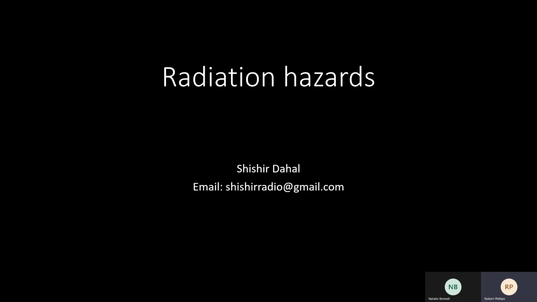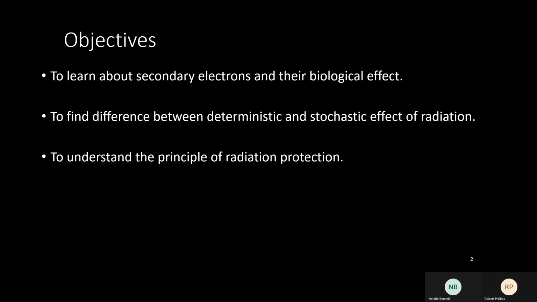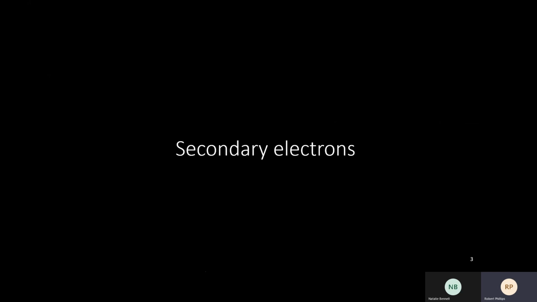All right. Today we are going to talk about radiation hazard. The objective of this session is to learn about secondary electrons and their biological effect, to find the difference between deterministic and stochastic effect of radiation, and to understand the principle of radiation protection. So let's start with the secondary electrons.